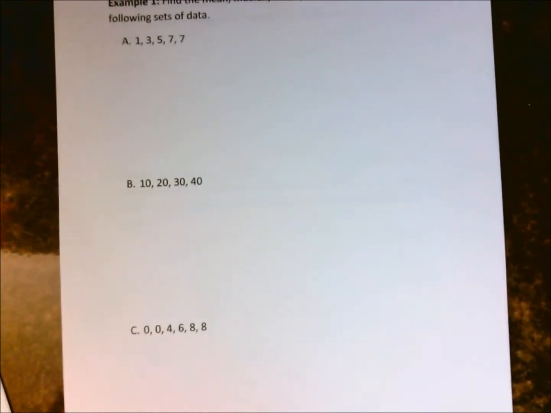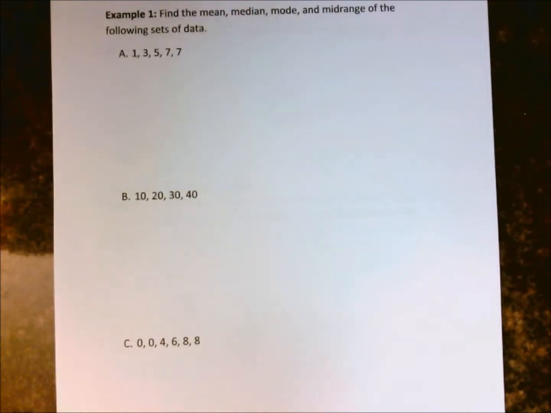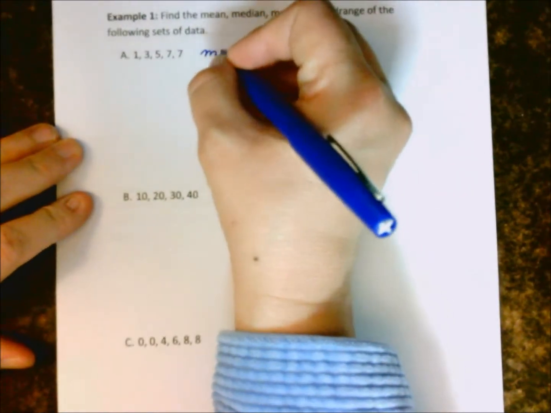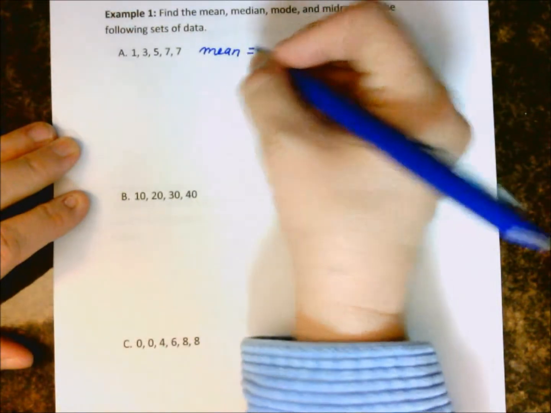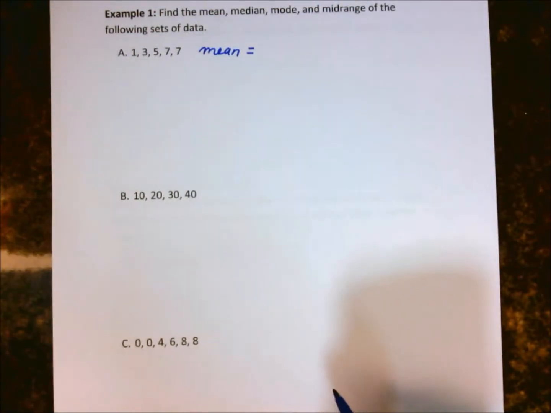Okay, the directions at the top of this page say to find the mean, median, mode, and mid-range of the following sets of data. So we will do that. First we will calculate the mean. I'm going to do this by hand, and then we are going to take our calculator and learn how to do it on the calculator, because sometimes, particularly in my math lab, you get data sets with larger numbers that are a nuisance to do by hand.